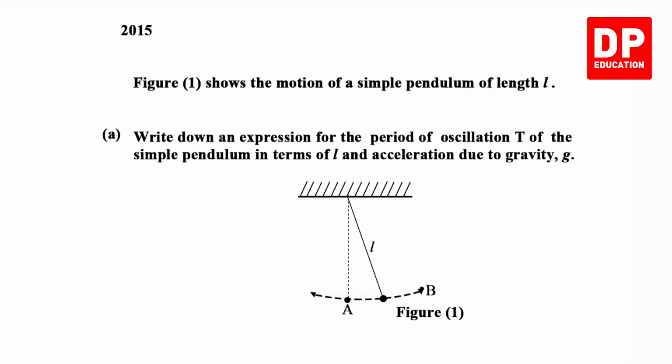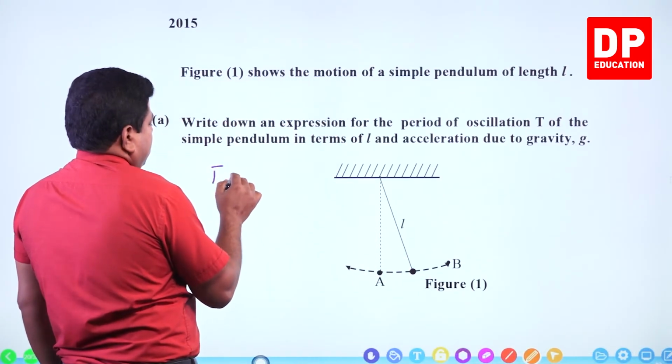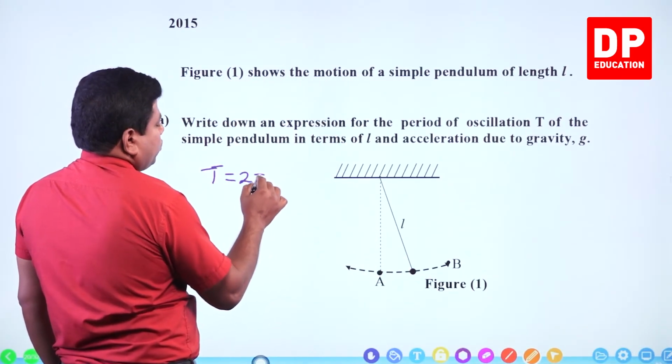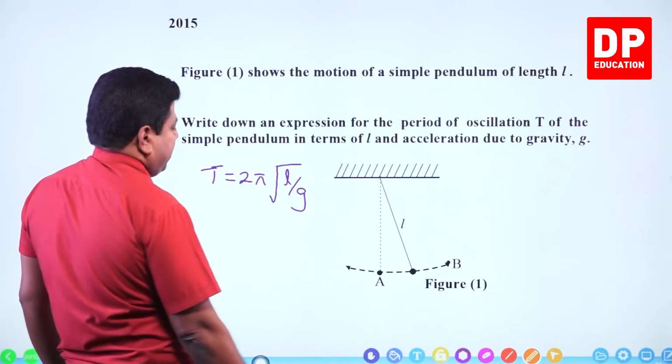Right, this is another question. This is from the 2015 paper. Figure 1 shows the motion of a simple pendulum of length L. Write down an expression for the period of oscillation T of the simple pendulum in terms of L and acceleration due to gravity g. That is simple. T equals 2 pi square root of L over g. Alright.